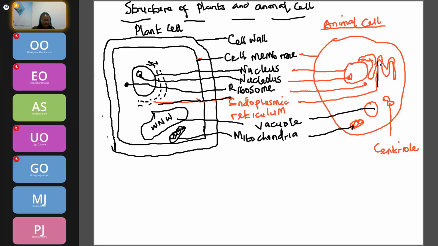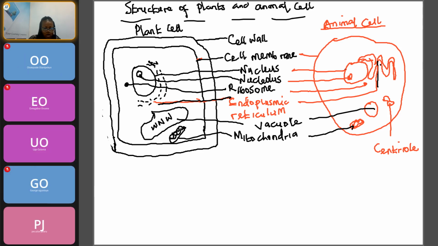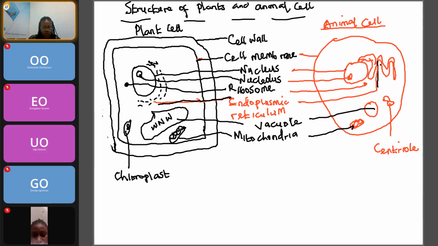Okay, so we have another component in plant cell that is not present in animal cell, and that is what we call chloroplast. Why is chloroplast present in plant cell and absent in animal cell? What is the function of chloroplast? Chloroplast helps in photosynthesis.